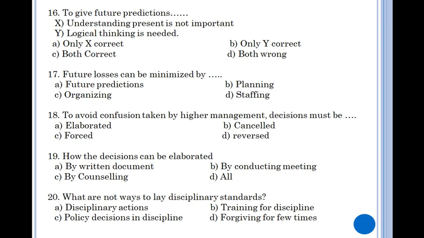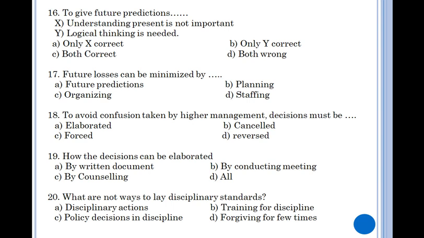By conducting a meeting in the department if the number of workers is small, by counseling one to one if there is a problem between the workers. Then we can elaborate the decisions in any way: by written document, by conducting a meeting, by counseling. So option D is correct, by all ways.